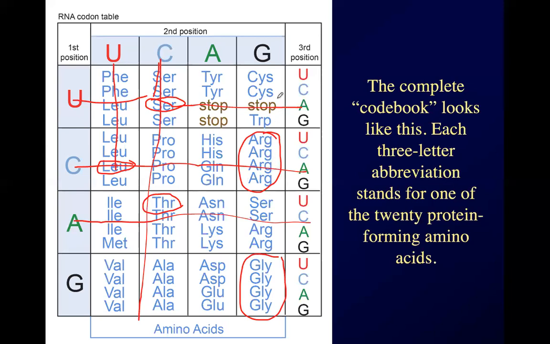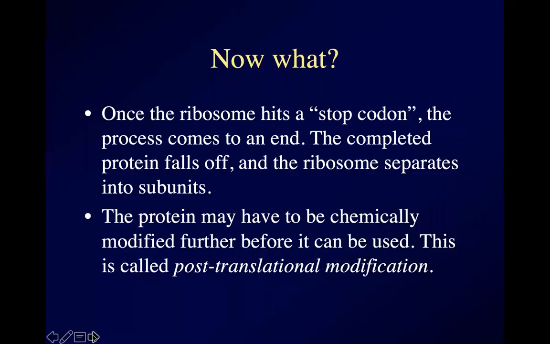But if you look up here, UAA, UAG, and UGA are stop codons. They don't code for an amino acid. They essentially tell the ribosome, we're done. So when the ribosome hits a stop codon, the process comes to an end.